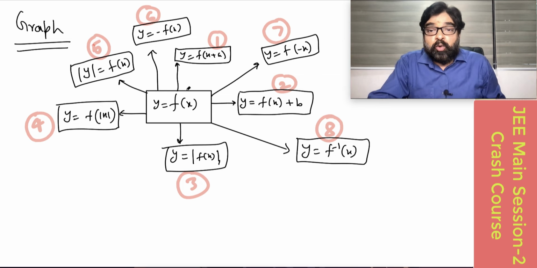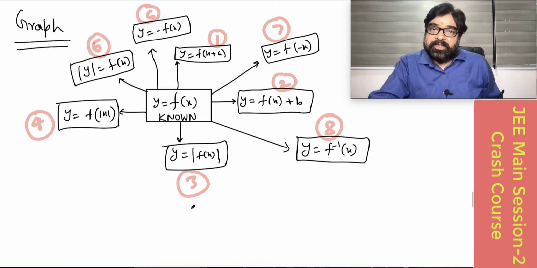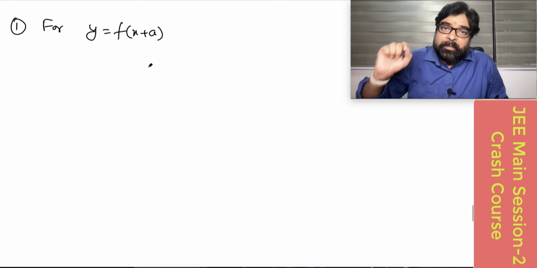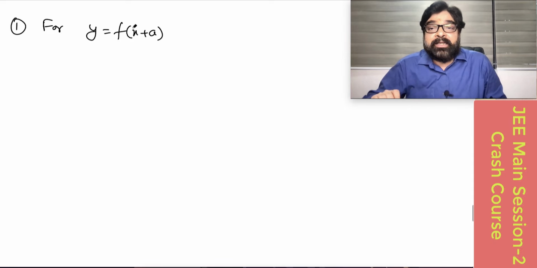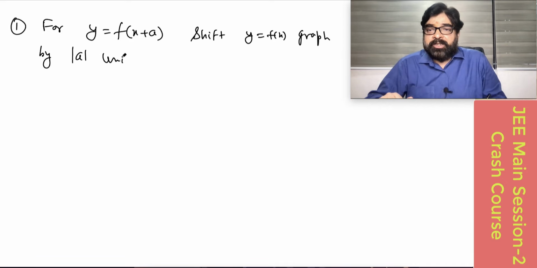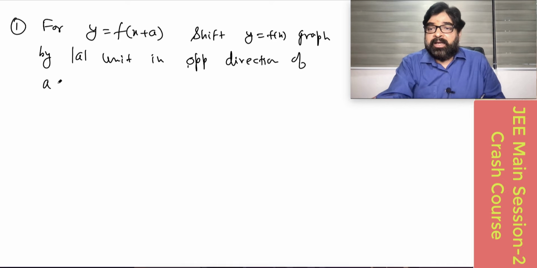I'm assuming this graph is known. It's a known graph. So how to get the graph of this? Very quickly we'll try to do it. First one, for y equal to f(x) plus a. How do you know that this method has to be applied? Whenever there is a constant added to the variable, to the x, then you have to use this. Simple logic. Shift the y equal to f(x) graph by mod a units in the opposite direction of a, along the x-axis. Very simple.